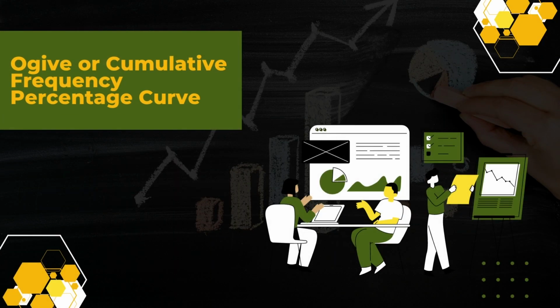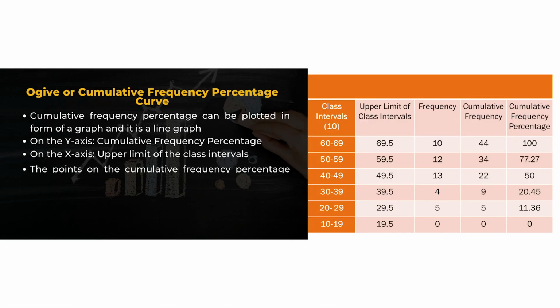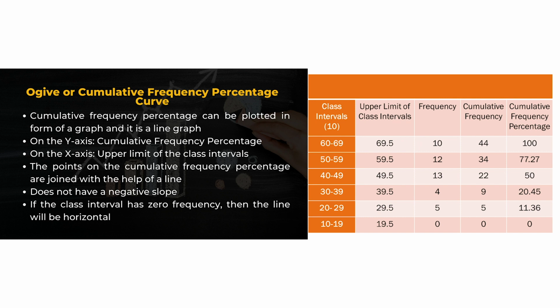Now we have the cumulative frequency percentage curve, or the ogive. We know how to calculate cumulative frequency, following which we calculate cumulative frequency percentage. For example, if you have a data set, we have frequency. On the basis of frequency, we can calculate cumulative frequency, and on the basis of cumulative frequency, we can calculate cumulative frequency percentage, right?